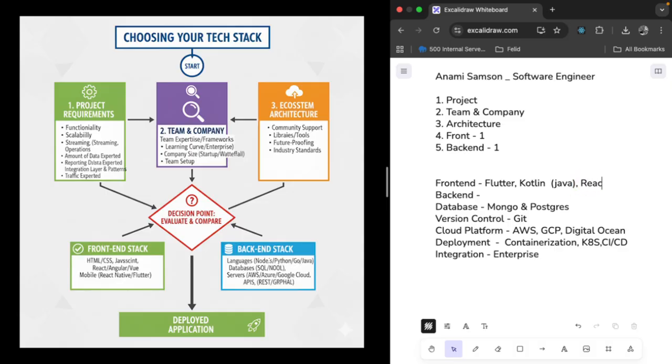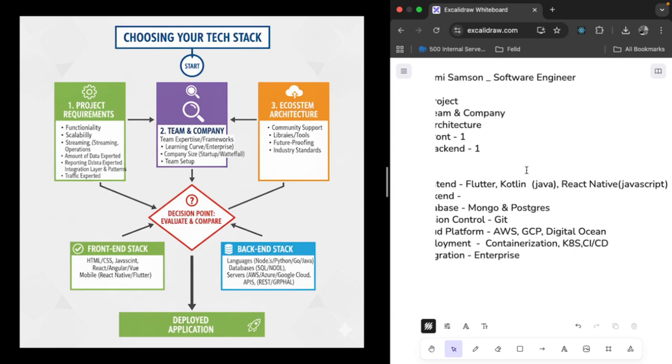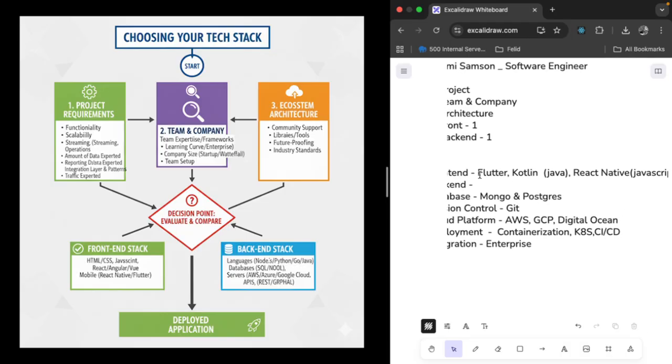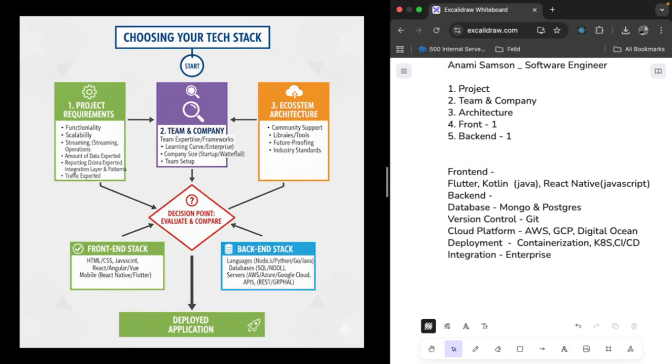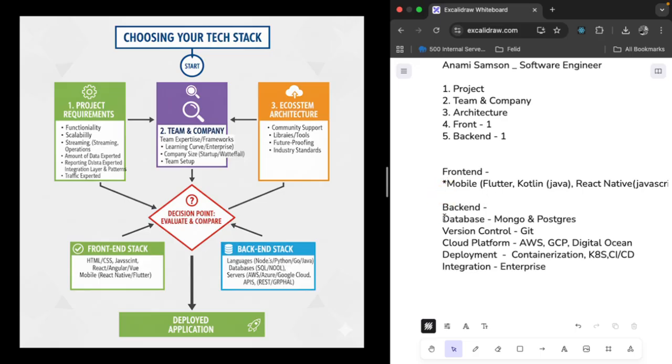Then you can also do React Native. React Native is basically on JavaScript. So it means if you pick this one, you have picked JavaScript under the hood, so you need to understand the basics of JavaScript. So this one is for mobile app. For mobile app, you need to pick either of these ones, right? So you can pick one out of these and run with it. That's one.